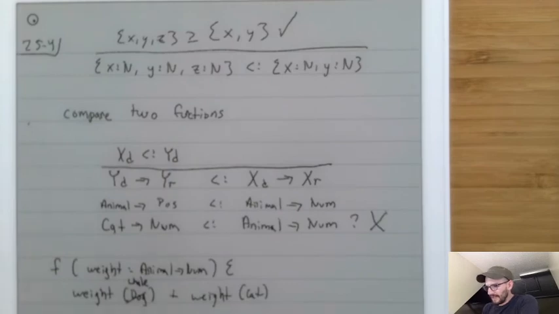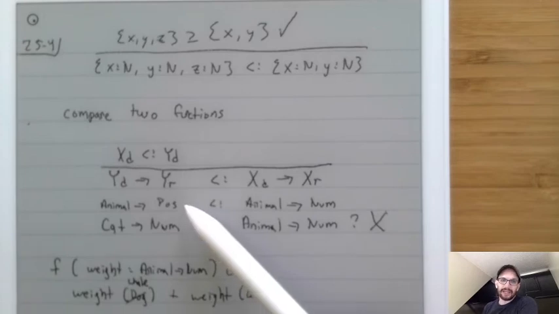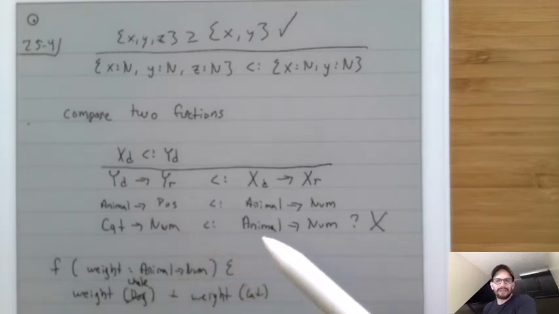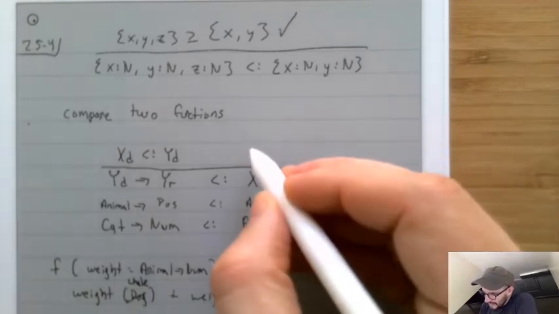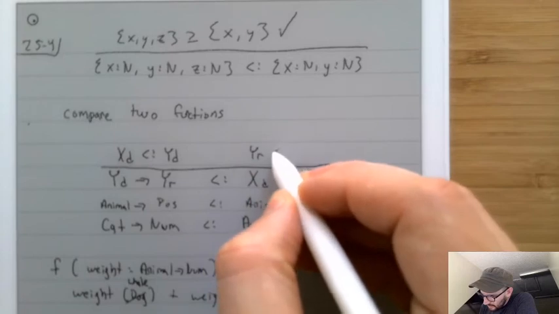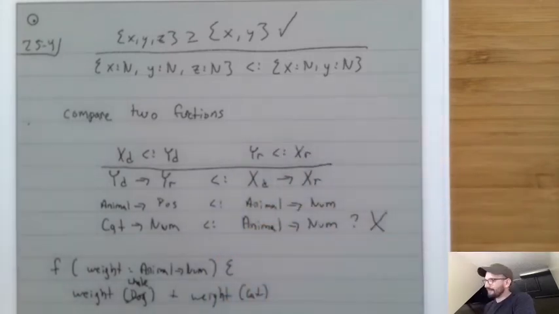Okay? Is that okay? Well, this function, we're going to send in animals. So we're going to call it with whales, we're going to call it with cats, and we're going to expect to get back some number. But we're actually going to get back only positive numbers. Well, we can deal with that because positive numbers are just special cases of numbers. So that means that yr should be a subtype of xr.